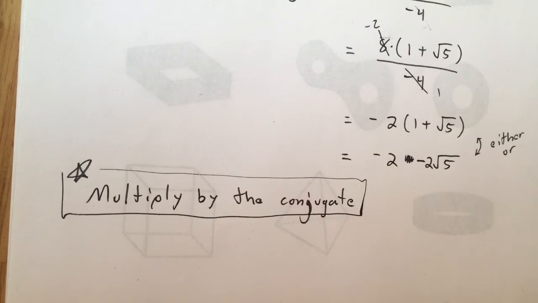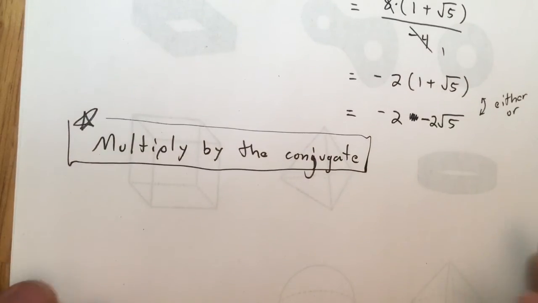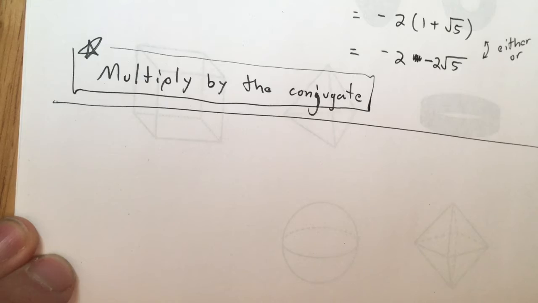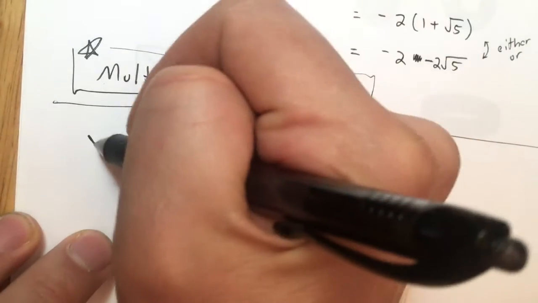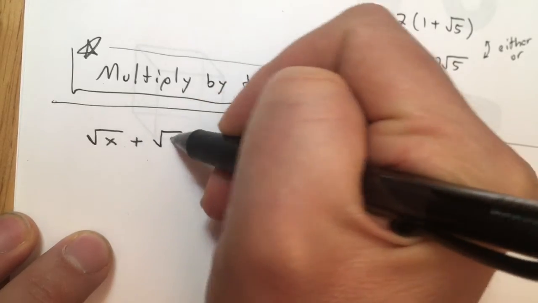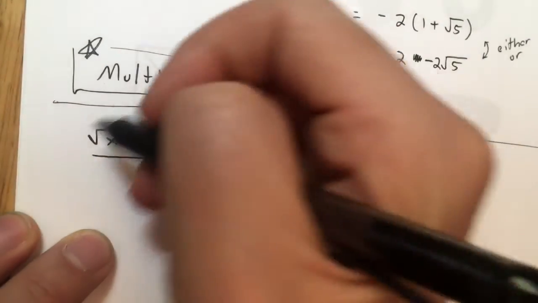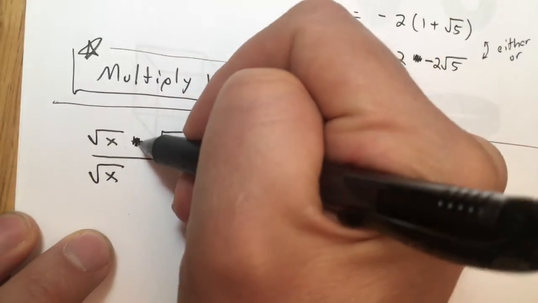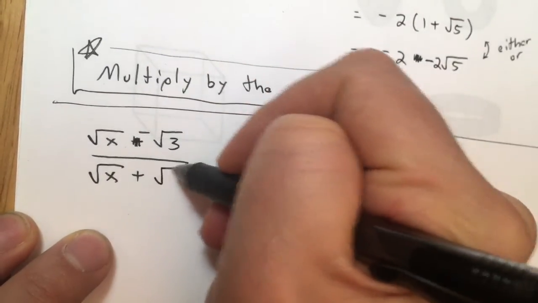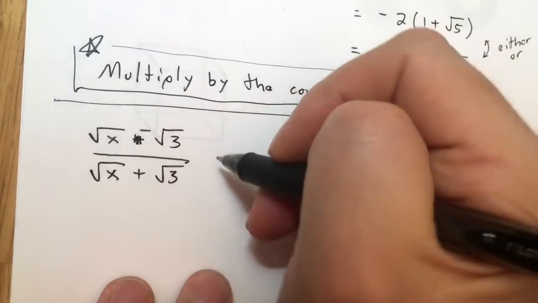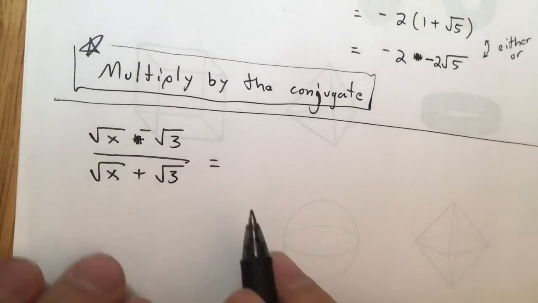Let's just do one more to make sure we've got this all straight. Okay, let's try square root of x plus root 3 divided by the square root of x. Oh, let me change this. Let's make this a minus and make this a plus, because I want it to be different than the last example. So square root of x minus root 3 over square root of x plus root 3. Let's see what we get here.